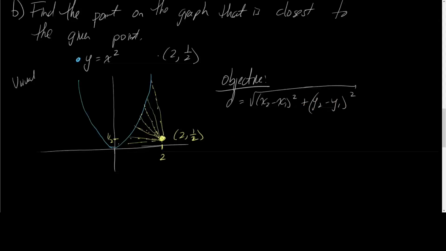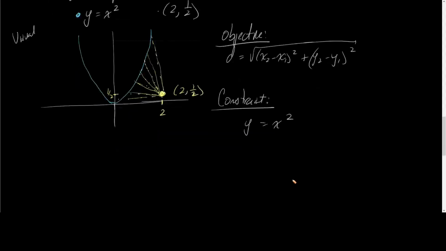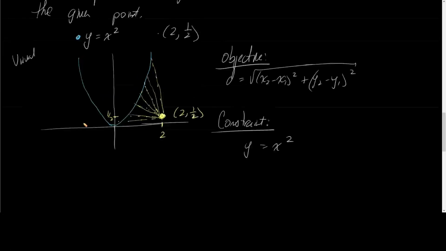And what is our constraint? Well, our constraint is that the point that we find, right? The point that we find has to be on this graph. So our constraint is that y must equal x squared. All right. So let's do this. And here in our objective, if I take some generic point here, right? If I take some generic point that's on the graph, for example, this one right here. Well, what are the coordinates of that point? The coordinates of that point are x comma y, right?